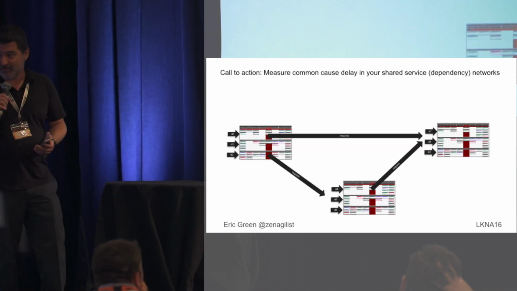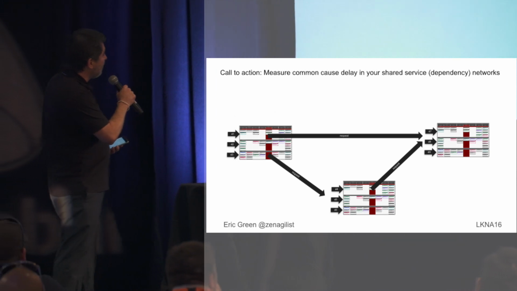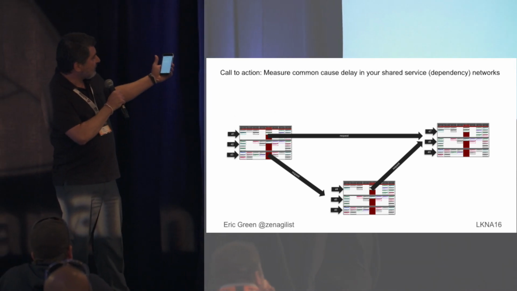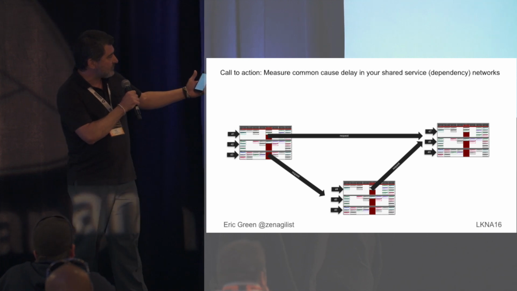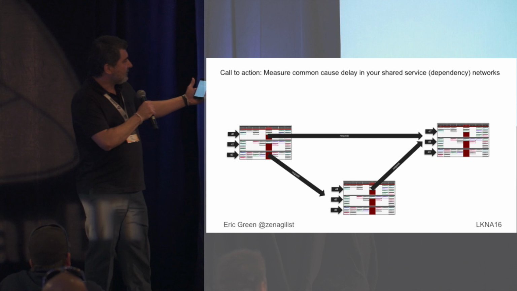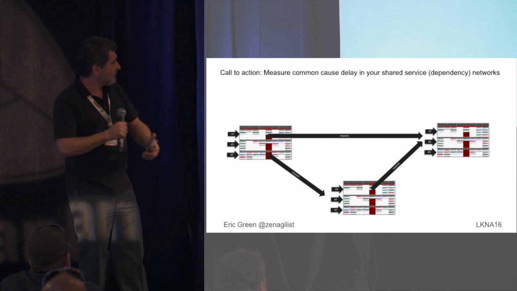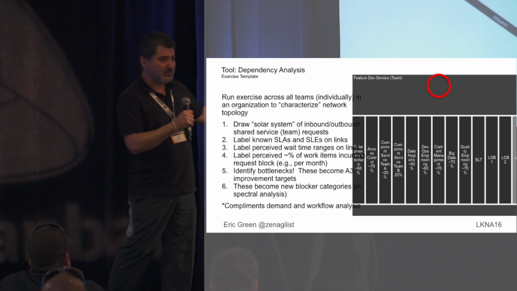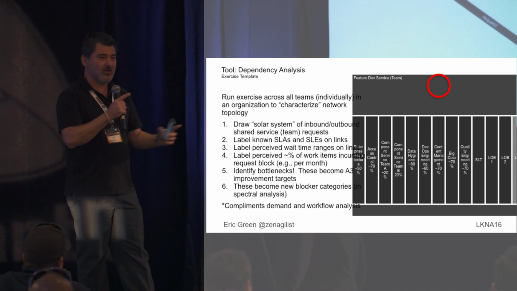This is animated, so you're going to have to click through. So here we have some demand coming into these three different teams. And then invariably, one of the teams needs something from another team, so they show up as another source of demand, and we start to have these arrows going all different ways.